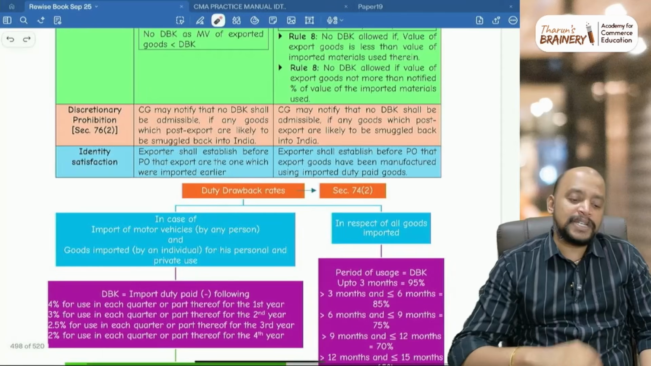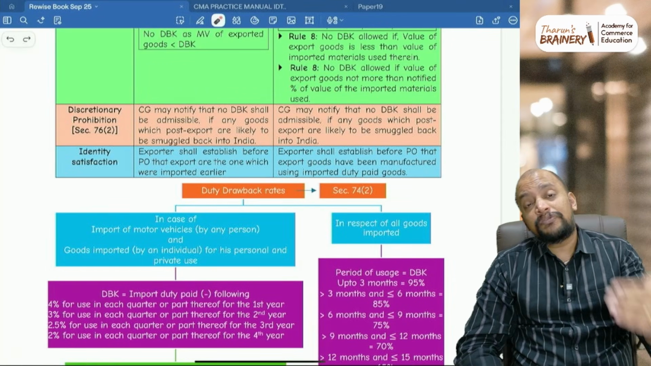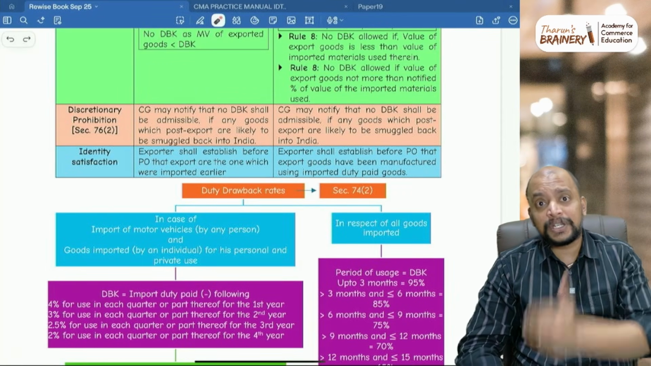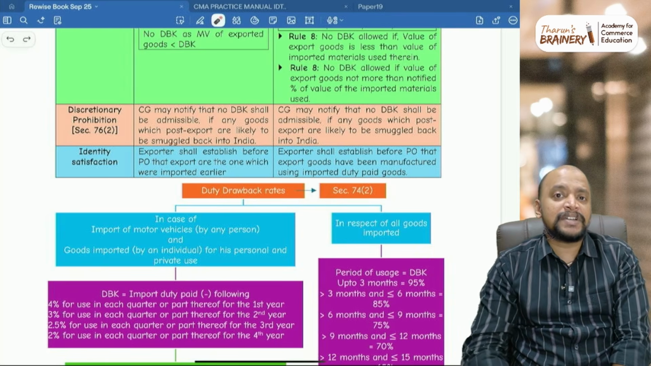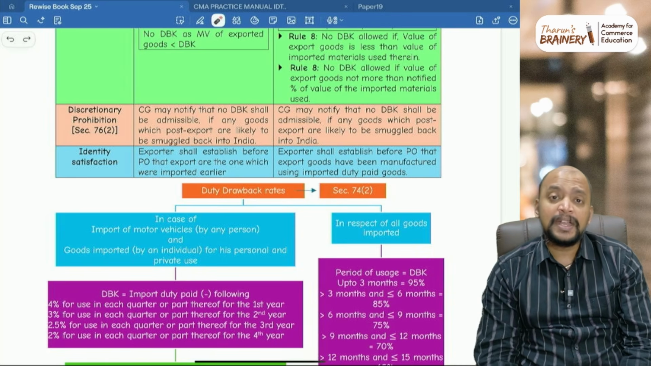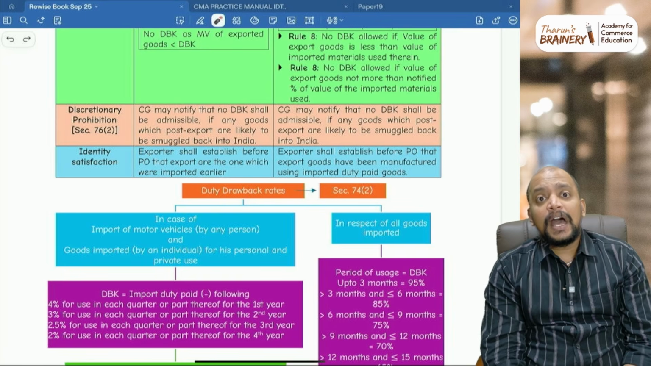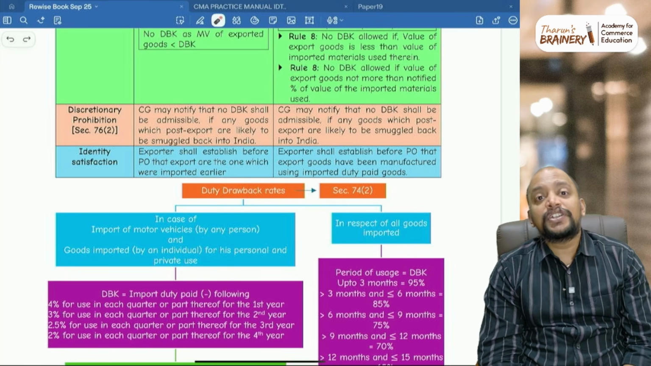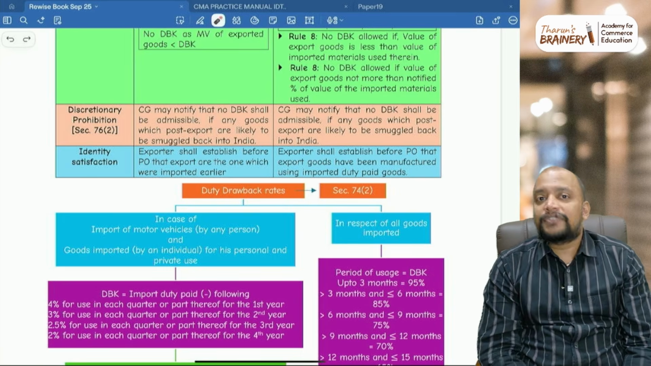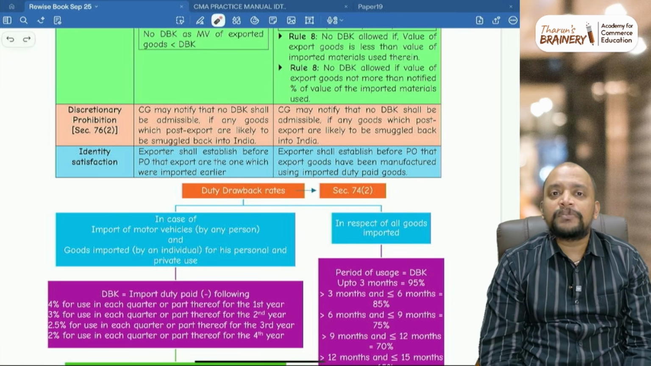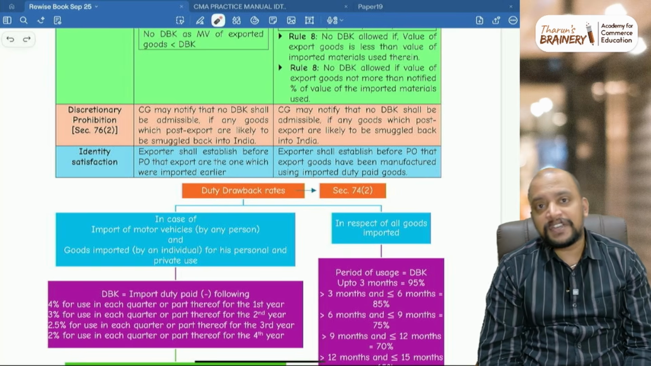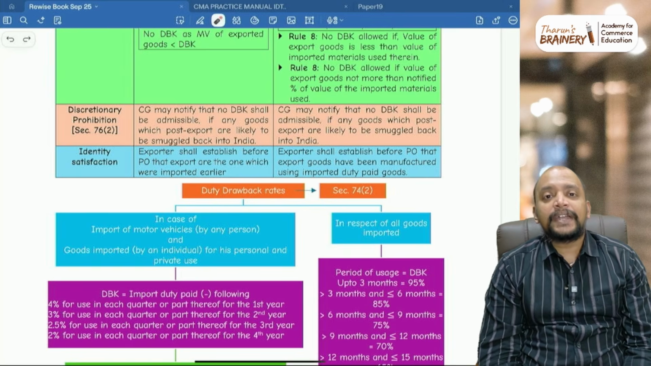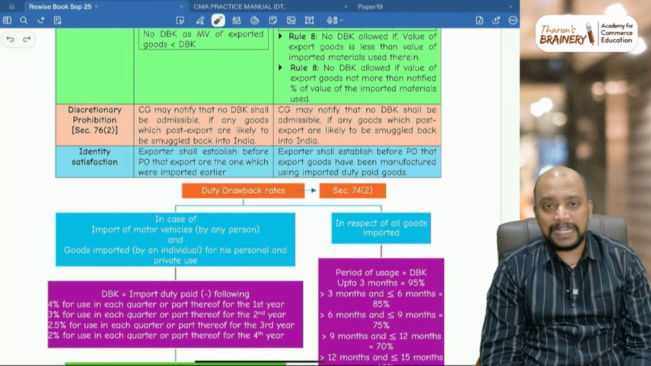Then look into the next one, discretionary prohibition. So far what we have seen is the mandatory prohibition. Discretionary prohibition is given in Section 76 subsection 2, which says that if the imported goods are exported and likely to be smuggled back, then they will disallow the duty drawback. For example, we are importing machinery from Germany. Say the machinery value is 10 crores. You need to pay 3 crores as customs duty, say 30%.